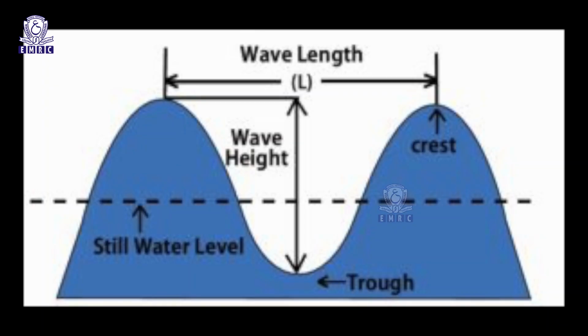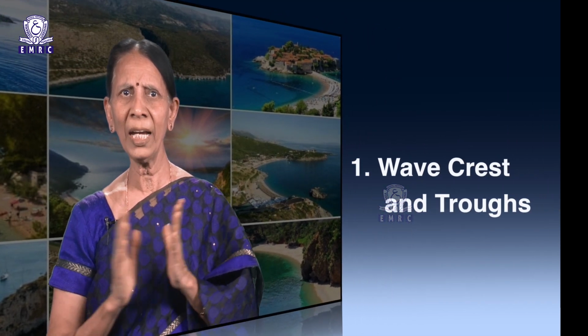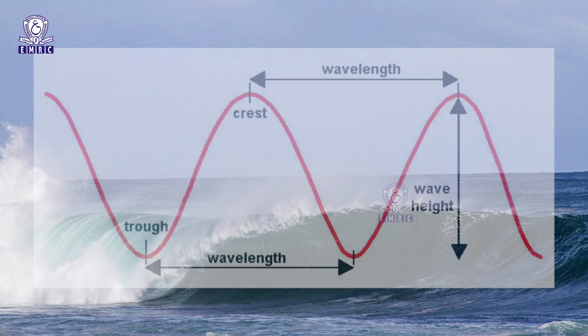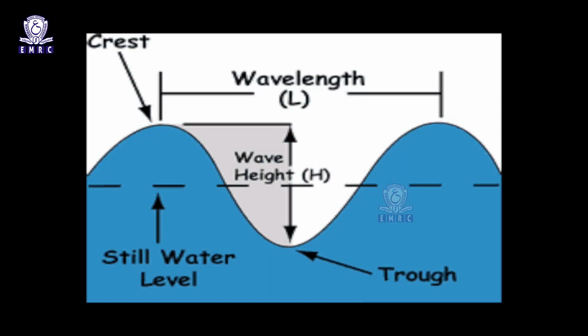Characteristics of the waves. Sea waves are defined as the undulation on the sea water, characterized by well-developed crests and troughs. The characteristics of the sea waves are described as follows. One, wave crest and trough. The highest and the lowest points of the wave are called the wave crest and wave trough respectively. In other words, the upper part of the wave is called the crest and the lower part is called the trough.